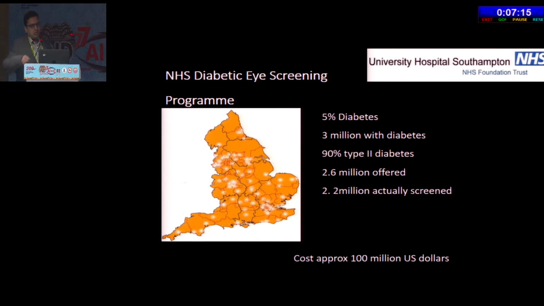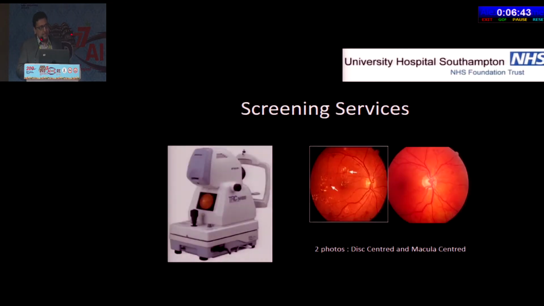The current data from 2016-17 from the Department of Health says there are about 3 million diabetics, so about 5% of people are diabetic. As expected, 90% are type 2 diabetics, and 2.6 million in a year were offered diabetic screening to attend so that they can have their pictures taken, and 2.2 million people actually attended. So it's a program running very well, with about 85 to 90% intake as well. So bear in mind that has an important bearing.